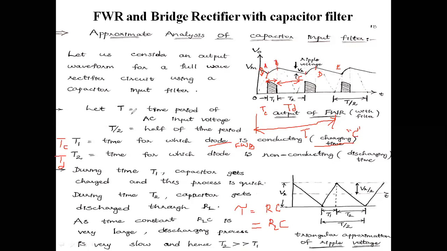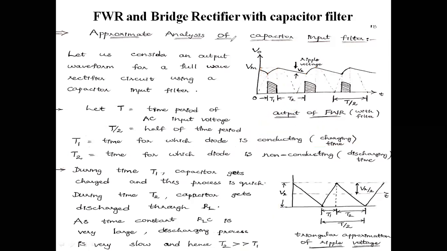The main point is that capital T is the time period of the AC input voltage, T by 2 is half of the time period, T1 is the charging time, and T2 is the discharging time. T1 means charging time, when conduction of the diode takes place and the diode is in forward bias. T2 means discharging time, when the diode is in reverse bias and the capacitor discharges. The time constant tau is equal to RC, given as tau equal to RLC here. This discharging time is very much greater than the charging time. To this point, we will move to the next slide.